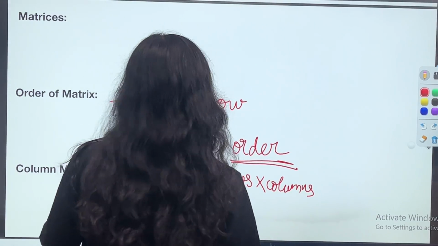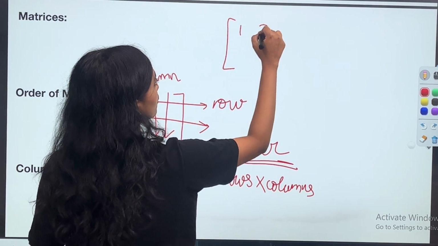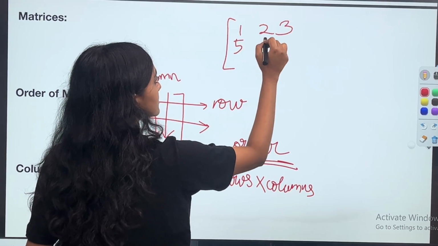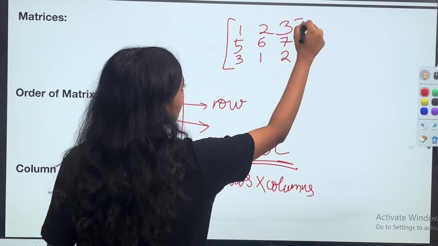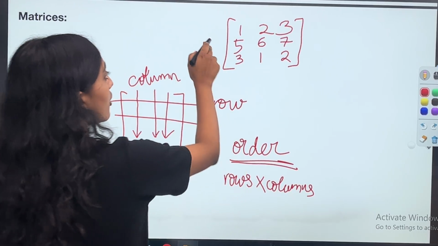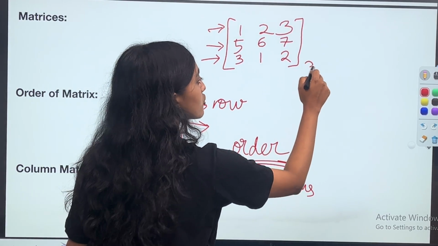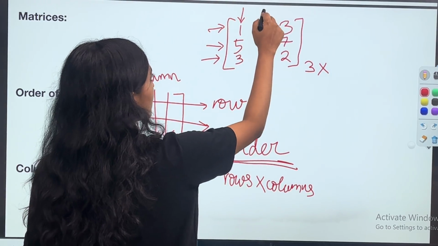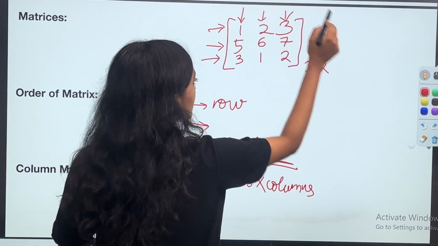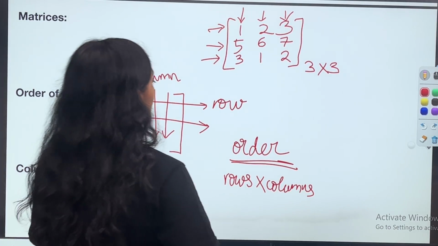Suppose you have a matrix like this: 1, 2, 3, 5, 6, 7, 3, 1, 2. How many rows are there? 1, 2, 3. So it has 3 rows. So you write 3 into, how many columns does this have? 1, 2, 3. So it has 3 columns. So it is a 3 into 3 matrix. That is the order of the matrix.